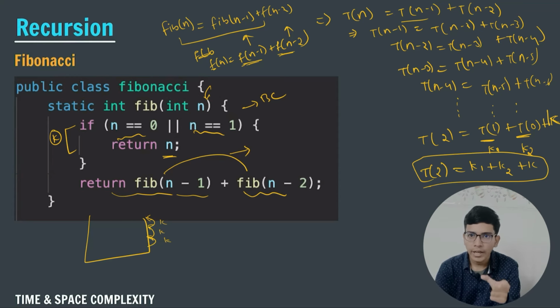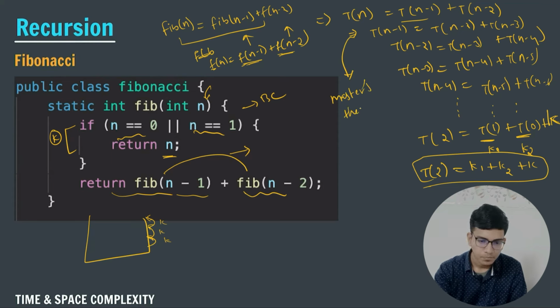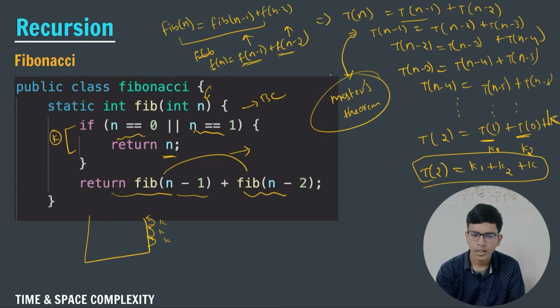Now, to calculate the time complexity of the Fibonacci series, we need to observe one thing. Before we dive into the observation part, I wanted to tell you that this is known as Master's Theorem. I can provide you the notes related to Master's Theorem if you are interested, then you can study. Now, let us talk about what we need to observe to calculate the time complexity of the given Fibonacci series.